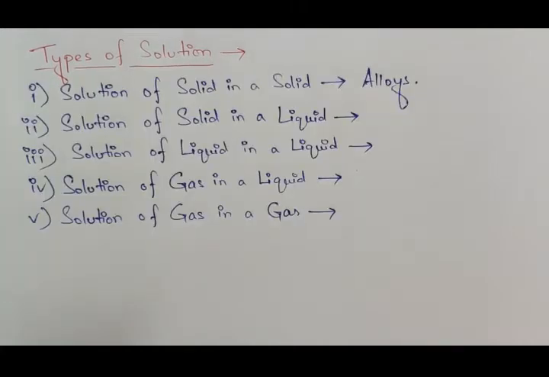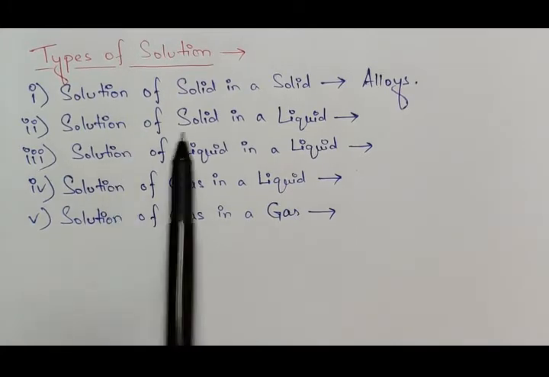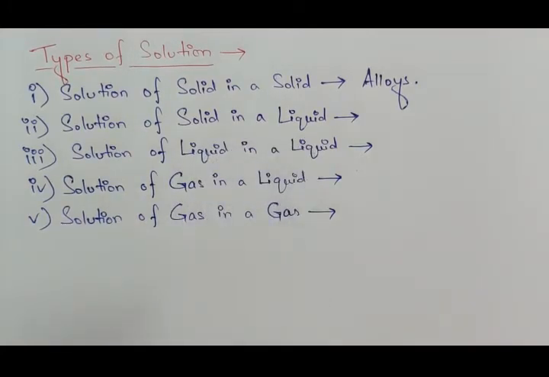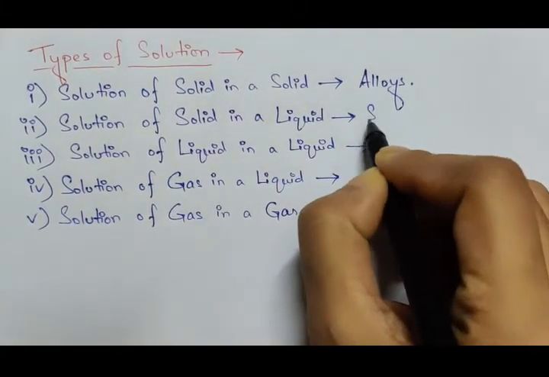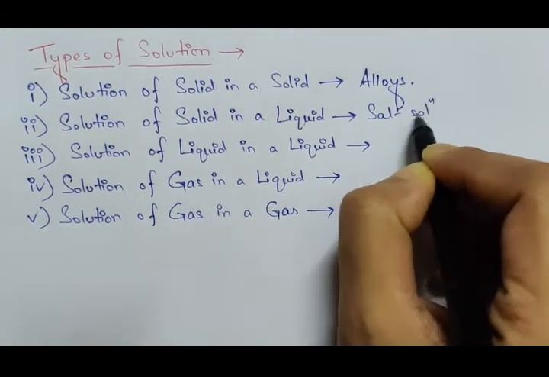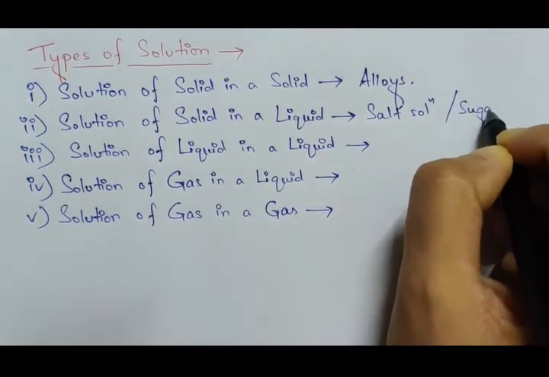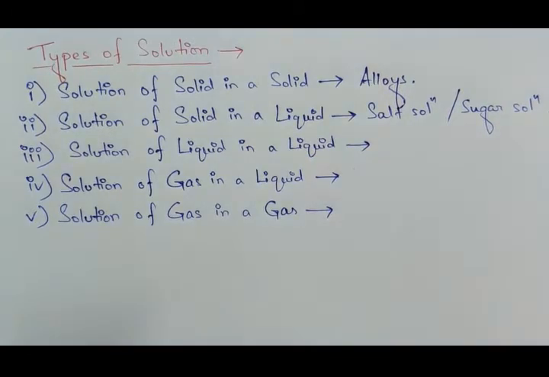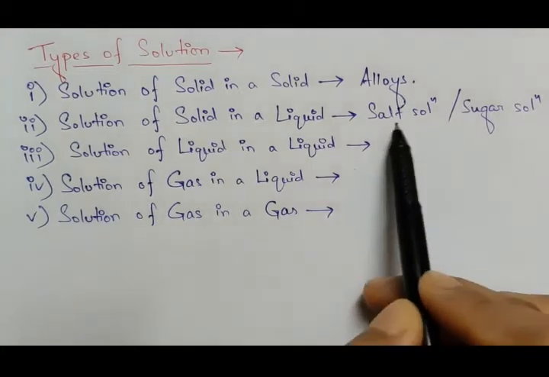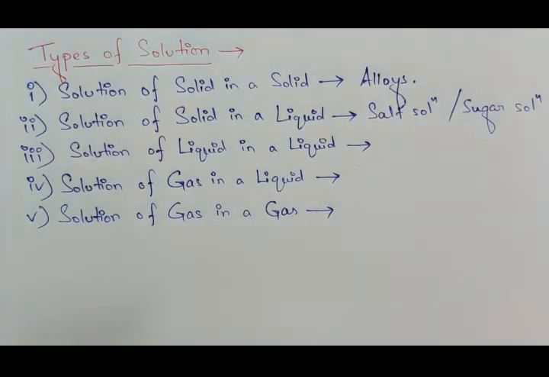Okay. The next type is solution of a solid in a liquid. This is the most common type of solution. Here we can take the examples of sugar solution, salt solution, etc. Now there are again some different types. We will discuss those names later. So here both the salt and sugar are the solutes and they are dissolved in the solvent, which is water.